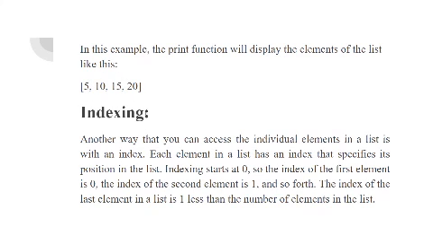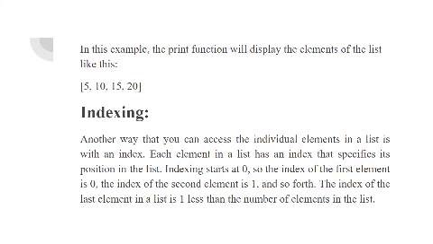Next topic, indexing. Another way that you can access the individual elements in a list is with an index. Each element in a list has an index that specifies its position in the list. Indexing starts at 0, so the index of the first element is 0. The index of the second element is 1, and so forth. The index of the last element in a list is 1 less than the number of elements in the list.